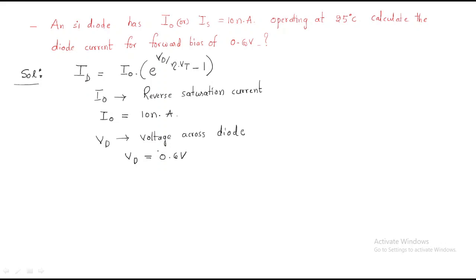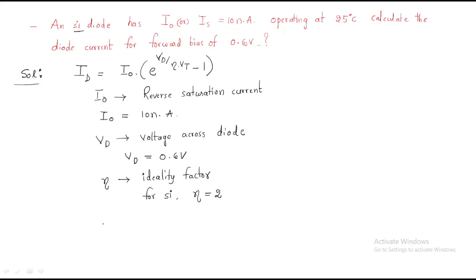Next we have N or eta. Its name is the ideality factor. Generally, for a silicon diode, as he mentioned silicon diode, the ideality factor is 2. That's why you should take 2. So these are the given data.